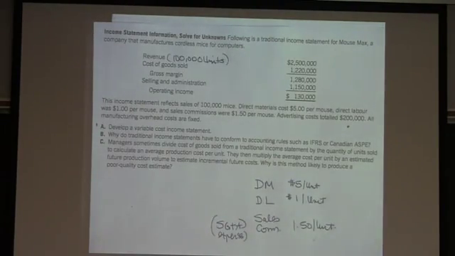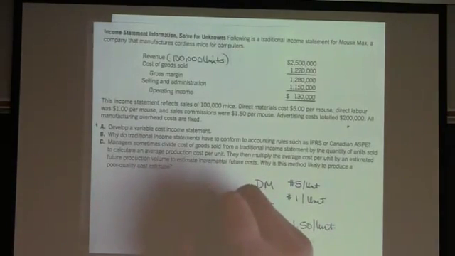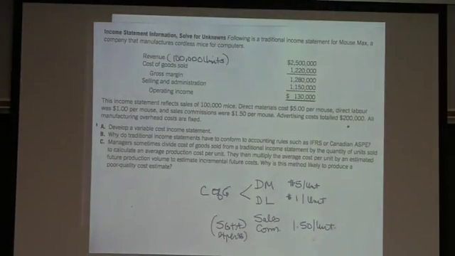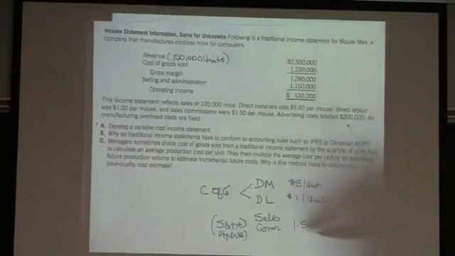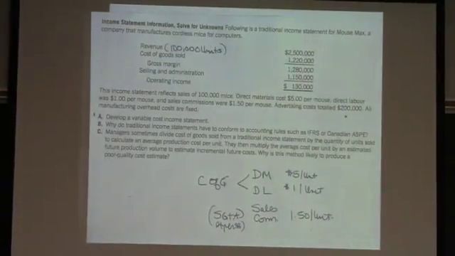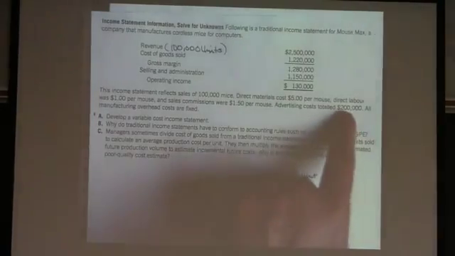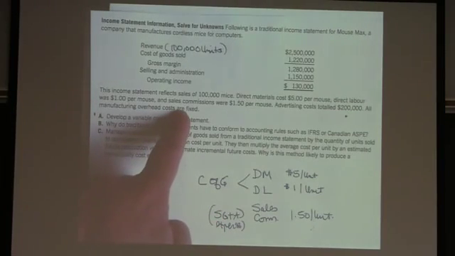Now we're told that this is probably part of the cost of goods sold, and this sales commission is probably part of the sales and administration. Advertising totals $200,000. All manufacturing overhead costs are fixed.